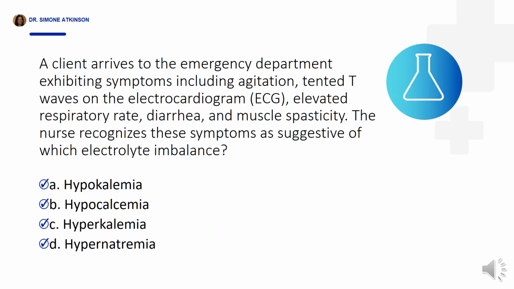So let's wrap things up with 2 quick questions that can demonstrate how the memory aids help us. A client arrives to the emergency department exhibiting symptoms including agitation, tented T waves on the electrocardiogram, elevated respiratory rate, diarrhea, and muscle spasticity. So the nurse recognizes these symptoms as suggestive of which electrolyte imbalance. Is it hypokalemia, hypocalcemia, hyperkalemia, or hypernatremia?